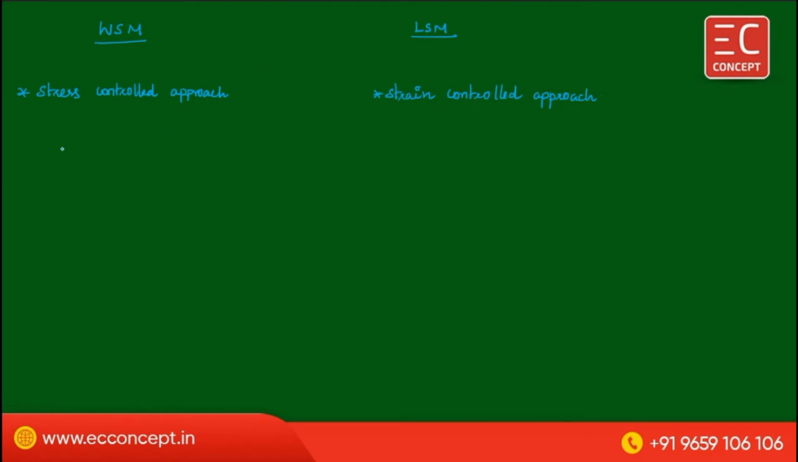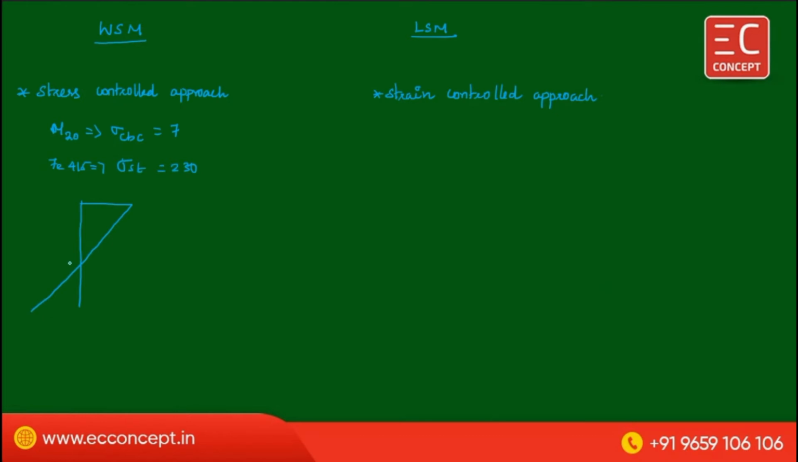What is the meaning of this? We controlled our stress, sigma cbc, which we took as the maximum. For example, for M20 concrete, sigma cbc we take as a maximum of 7. For Fe415 steel, we take sigma st equal to 230. This is the maximum. More than that, we are not allowing. That's why we got the stress of steel and concrete.